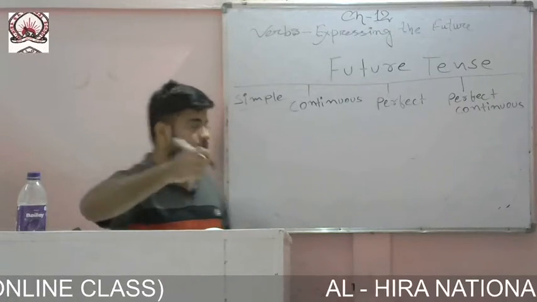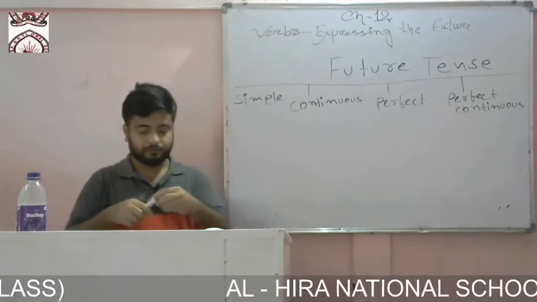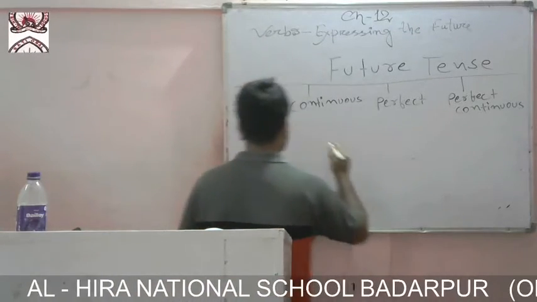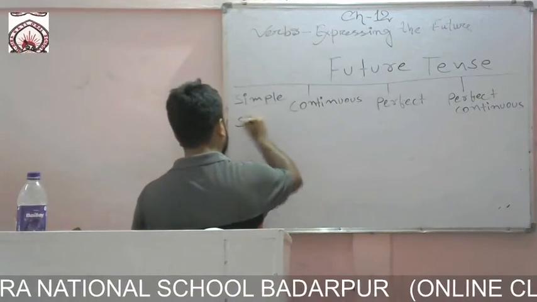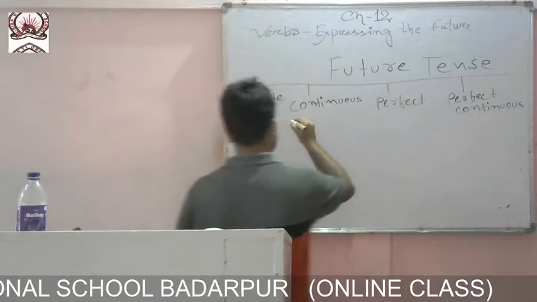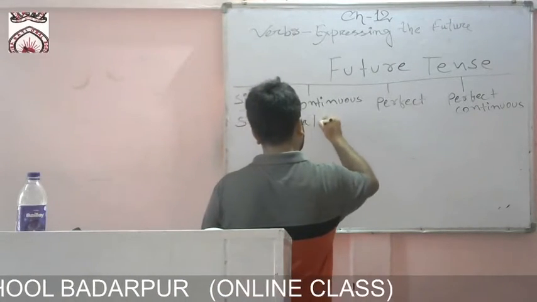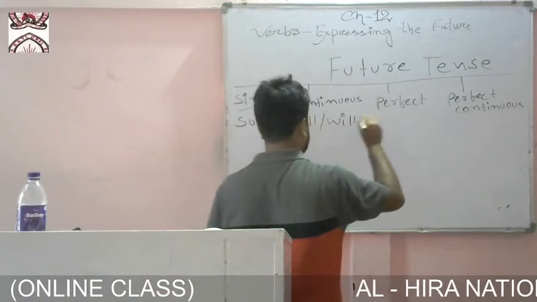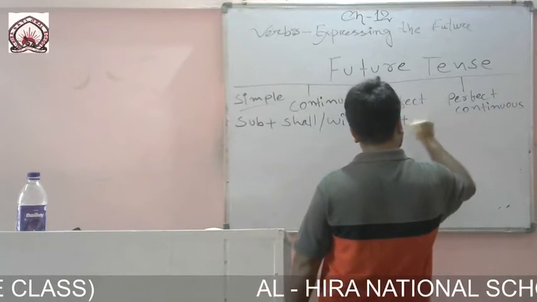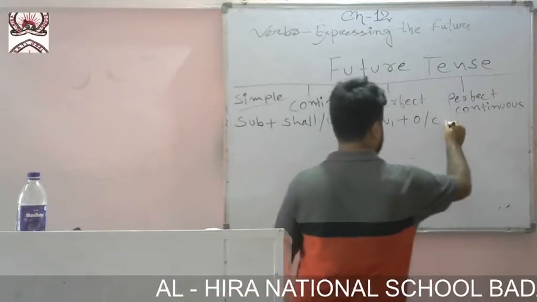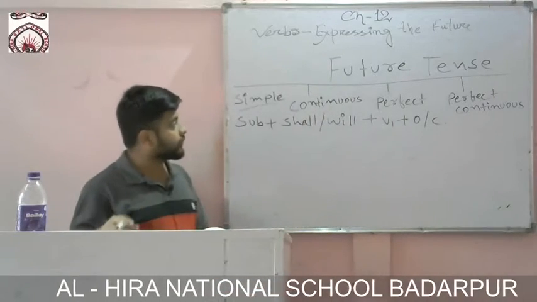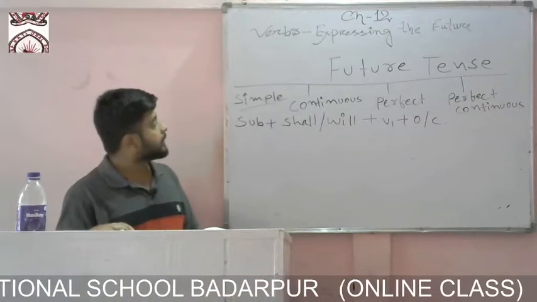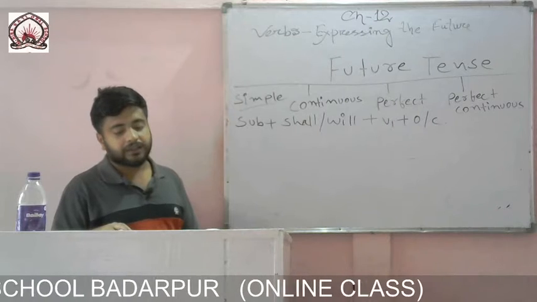So what is the formation of simple future tense? Subject plus shall or will plus verb 1 plus object or complement. So this is the formation of simple future or future indefinite.